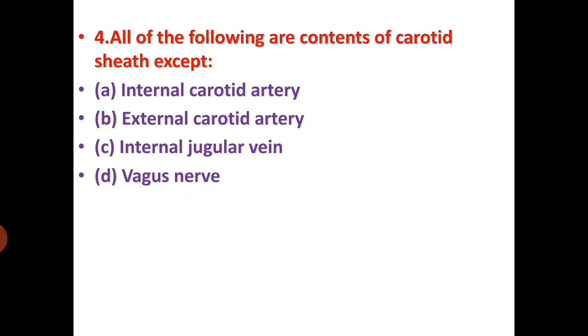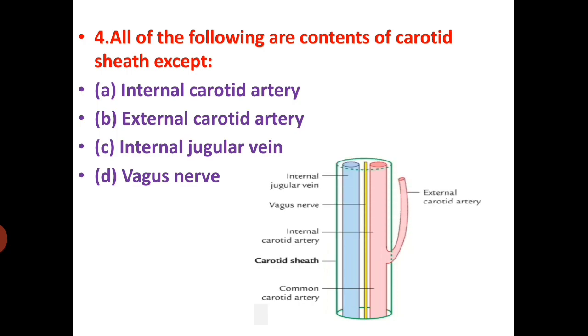All of the following are contents of the carotid sheath except: internal carotid artery, external carotid artery, internal jugular vein and vagus nerve. So here you can see this image. The green colored one is the carotid sheath. It covers the internal jugular vein, vagus nerve and internal carotid artery. You can see that the external carotid artery lies outside the sheath. So the answer is external carotid artery.